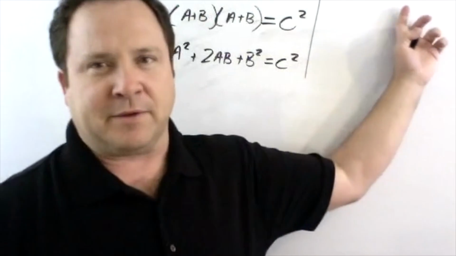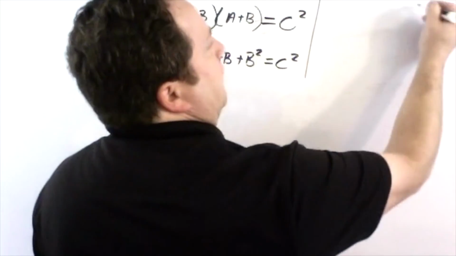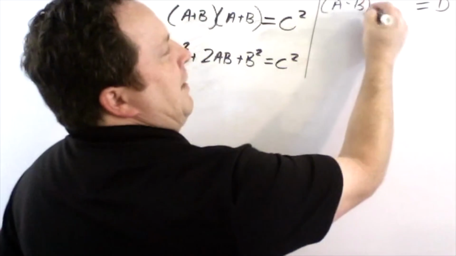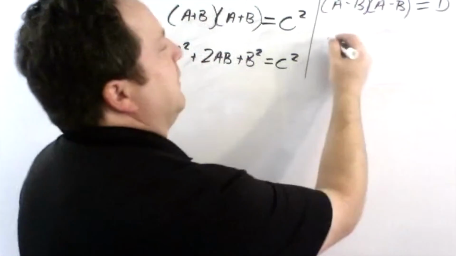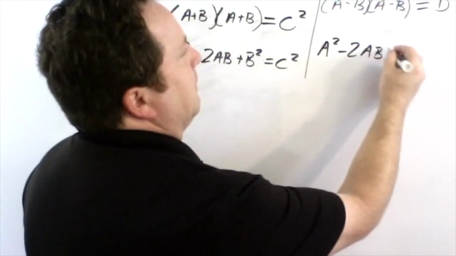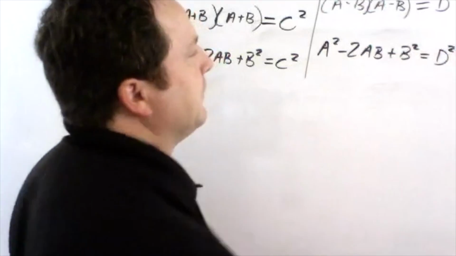We're going to do the same thing to this part. We square both sides. On the right, we get d squared, and over here, we're going to have a minus b times a minus b. Now, that comes out to a squared minus 2ab plus b squared equals d squared.